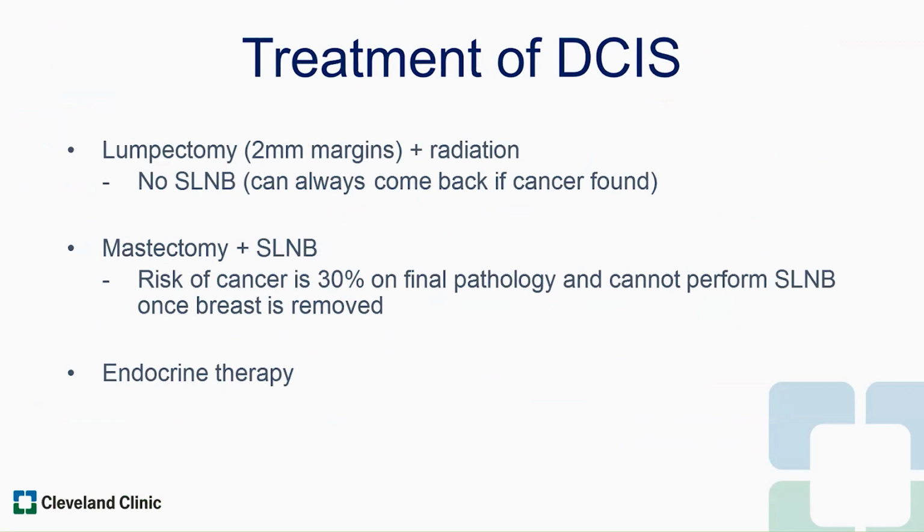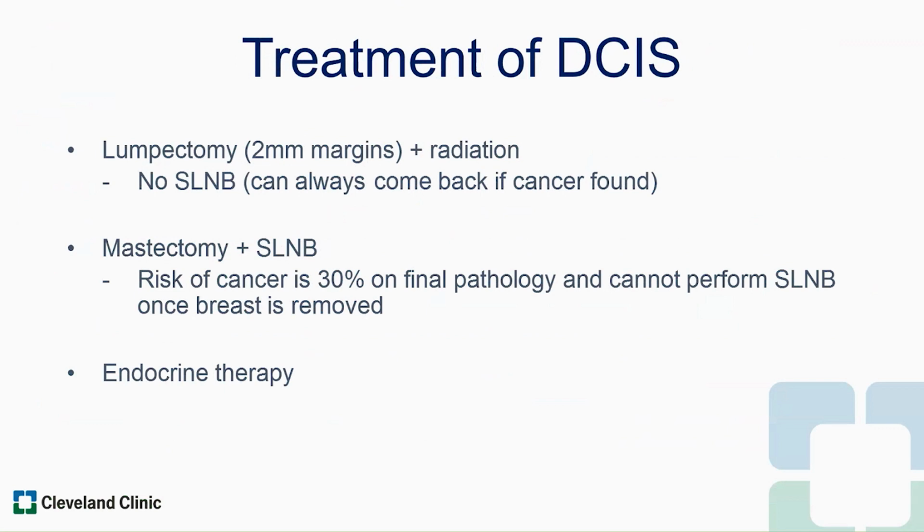How do we treat DCIS? Well, DCIS is treated just like any cancer. The patient has two options for removing DCIS from their breast. First, they can have a lumpectomy. With a lumpectomy, the margins needed for DCIS are 2 millimeters all the way around. After a lumpectomy, the patient heals up for about a month and then receives whole breast radiation. Radiation helps prevent it from coming back.